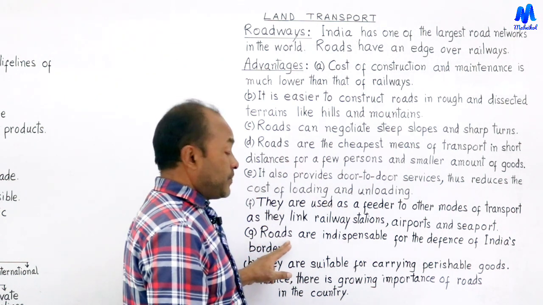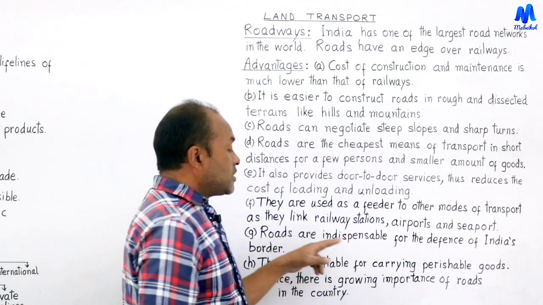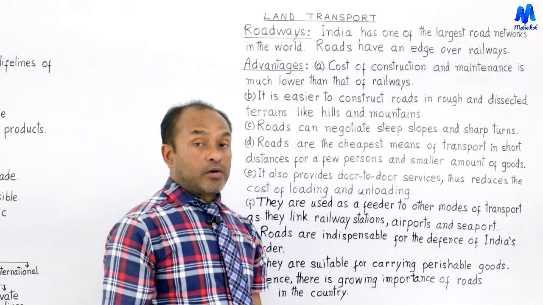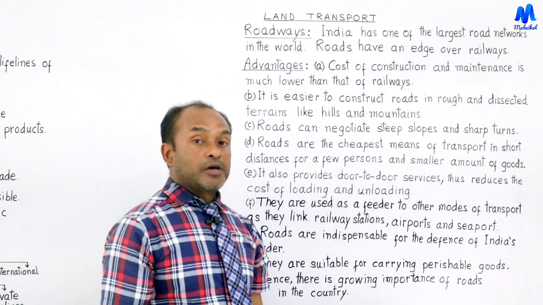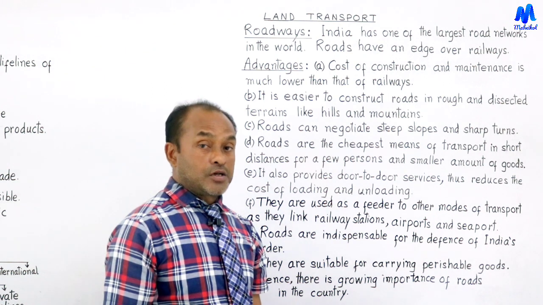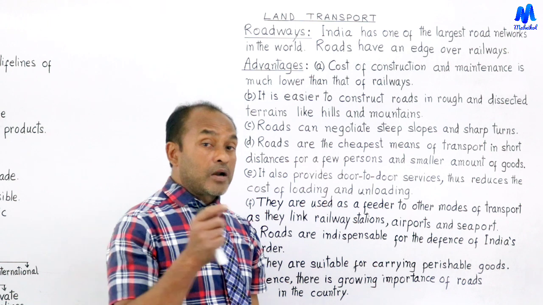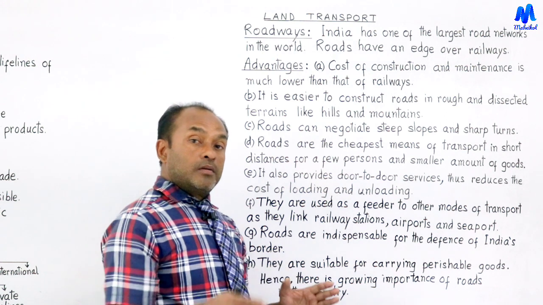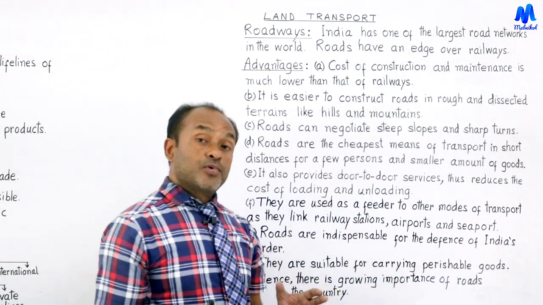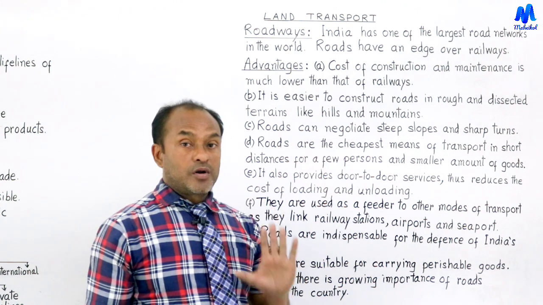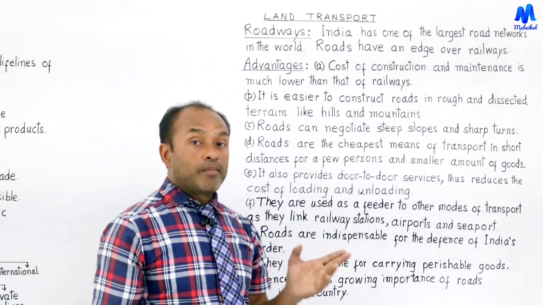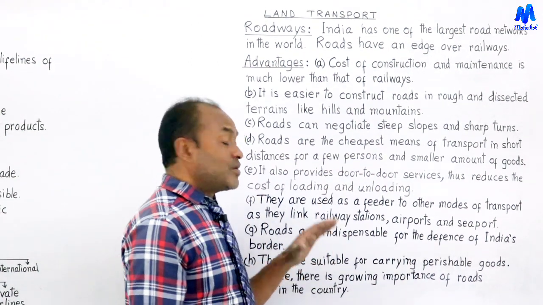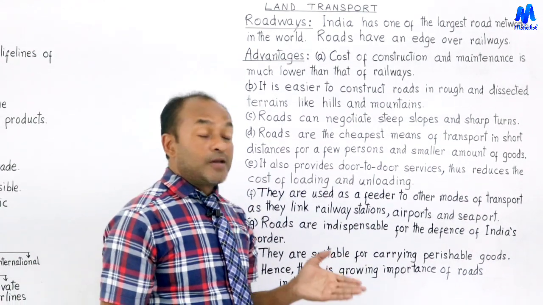In number G, it tells that roads are indispensable for the defense of India's borders. India has a land border with Myanmar, China, Nepal, Bhutan, Bangladesh, Pakistan, etc. The northeastern part and the northern part of India. Okay. Again, for the security measurement of India's borders, we need roads, not railways in the border, not airports in the border, not seaports in the border. So only roads can do such things for defense of India's borders.